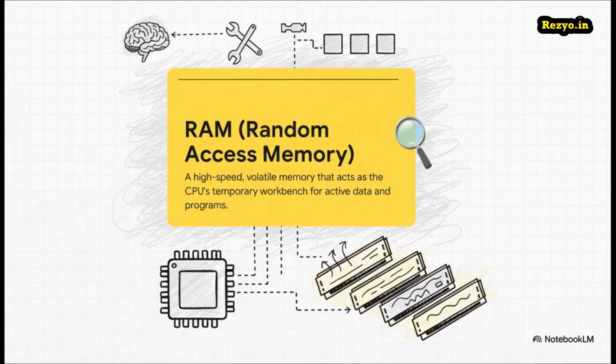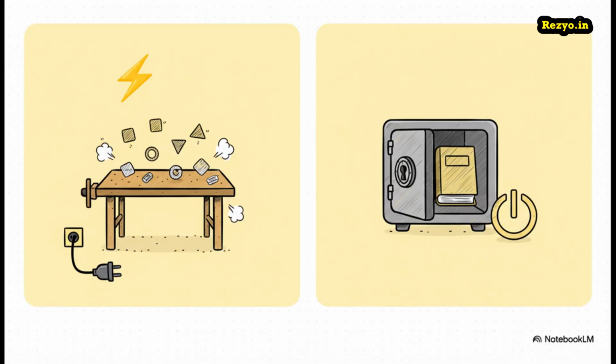But even the smartest brain needs a place to work, right? A workbench to lay out its tools and current projects. For the CPU, that workbench is called RAM, or Random Access Memory. It's this high-speed, but temporary, spot for all the data and programs the CPU is actively juggling at this very moment. And this is a really crucial point.